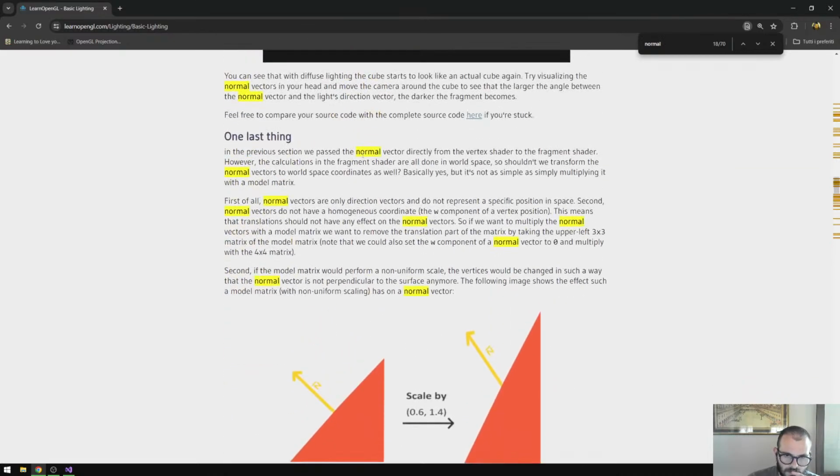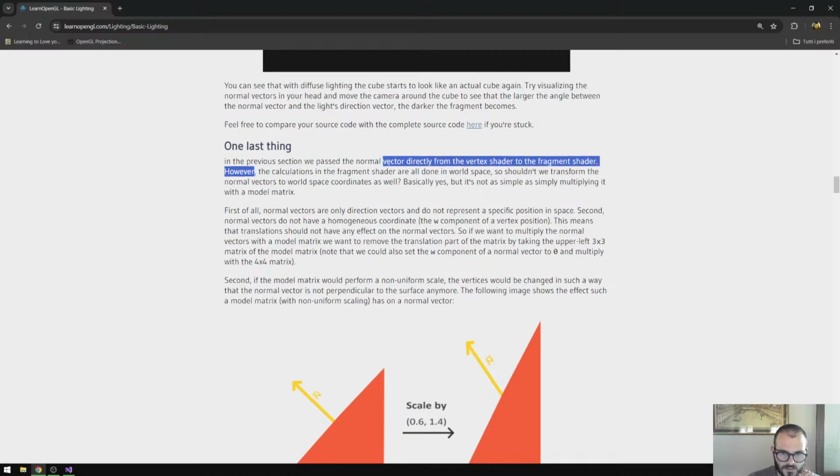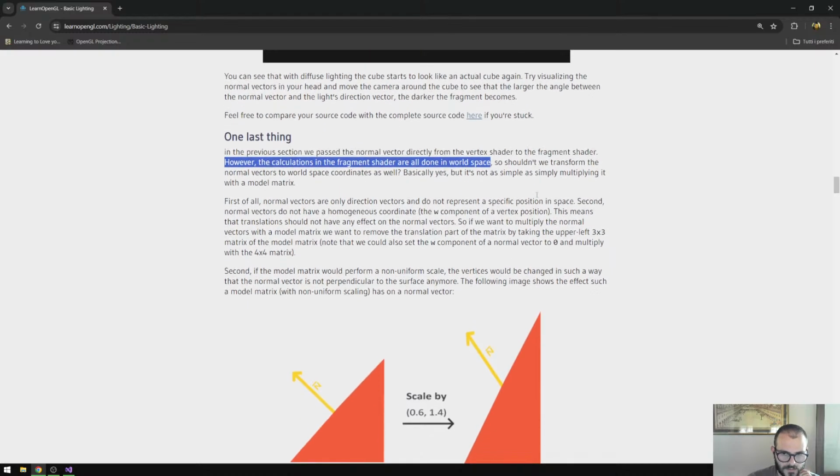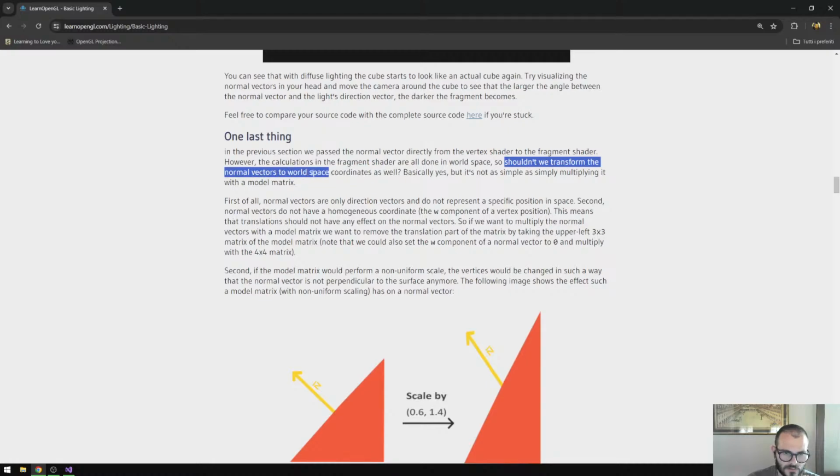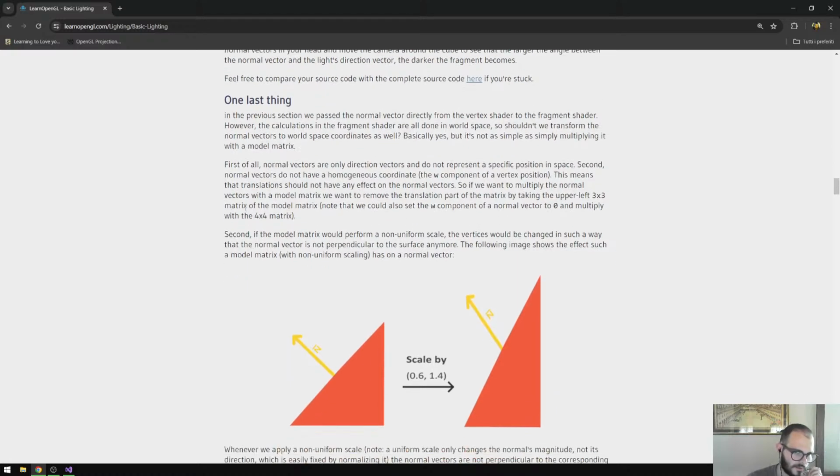In the previous section we pass the normal value directly from the vertex shader to the fragment shader. However, the calculations in the fragment shader are all done in world space. So shouldn't we transform the normal vectors to world space coordinates as well? Yes, but it's not as simple as simply multiplying it with a model matrix.